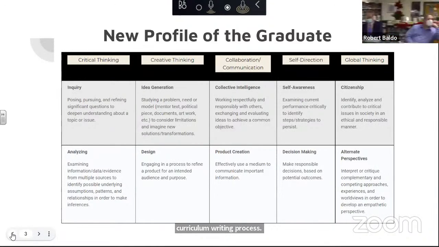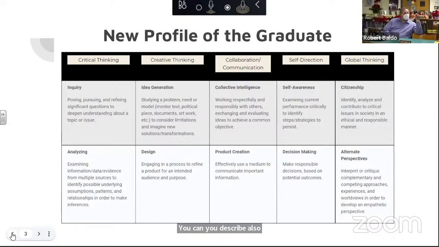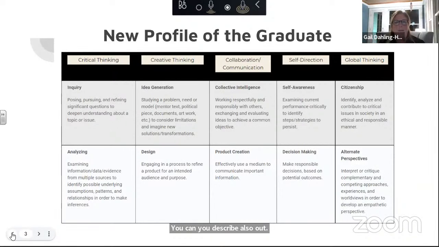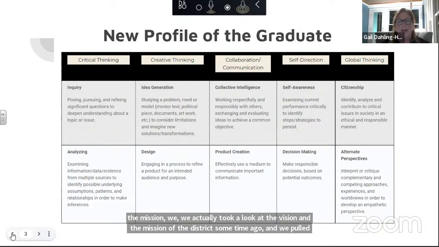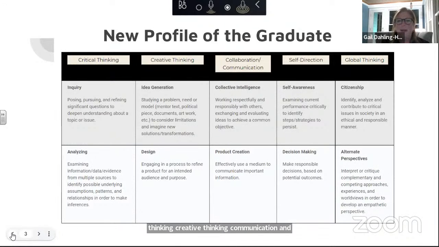Gail, can you describe also how the guiding document maps back to the district mission? Yeah. So the guiding document, as we talked about, the profile of the graduate is actually a product of the mission. We took a look at the vision and the mission of the district some time ago, and we pulled out the 5 categories of critical thinking, creative thinking, communication, and collaboration, as well as global thinking and self-direction. The self-direction category is actually a new one.